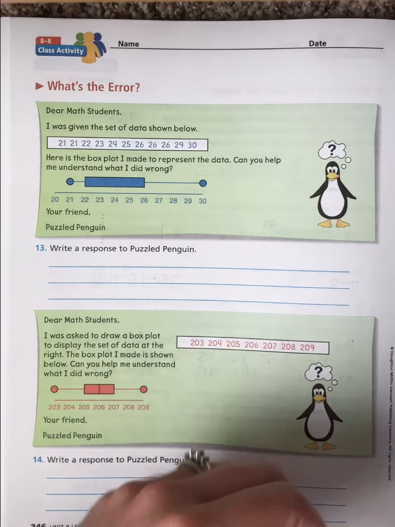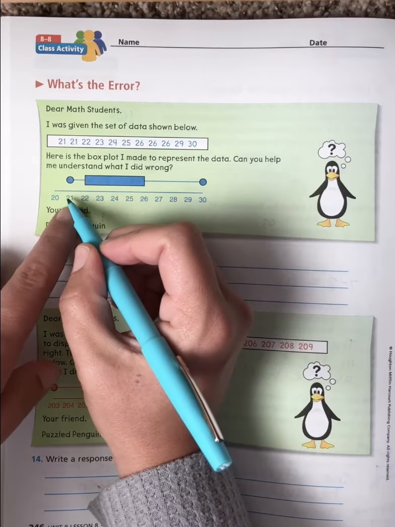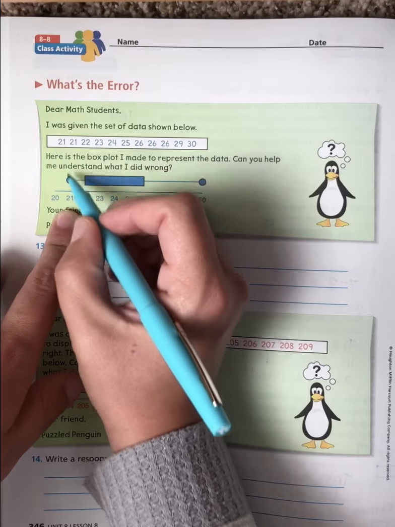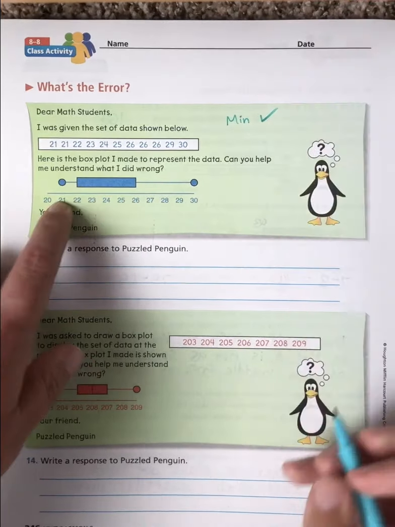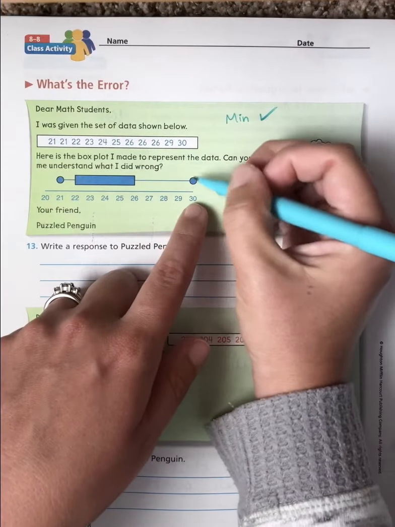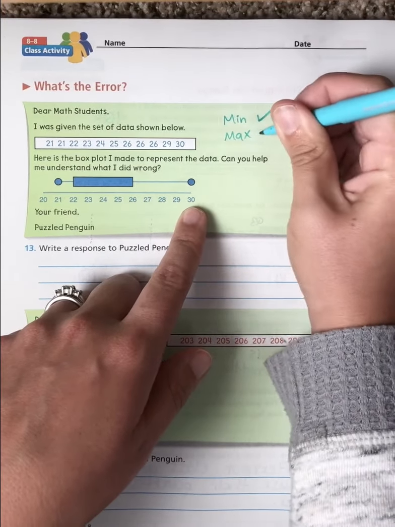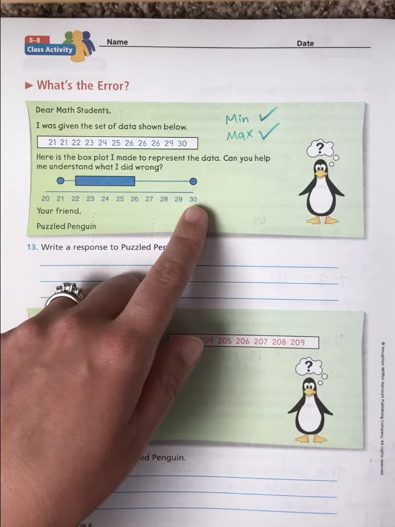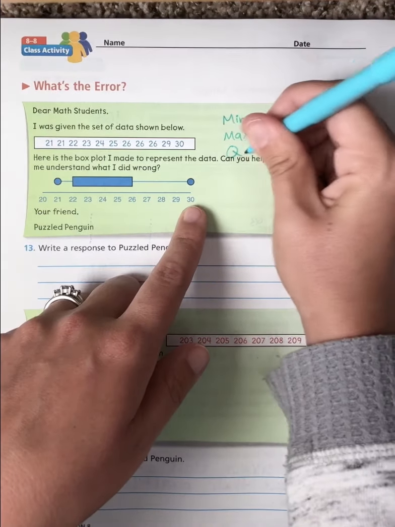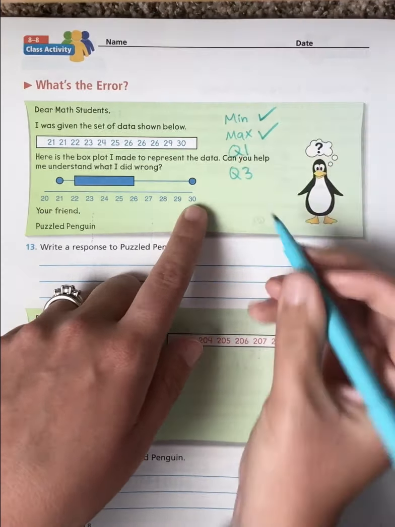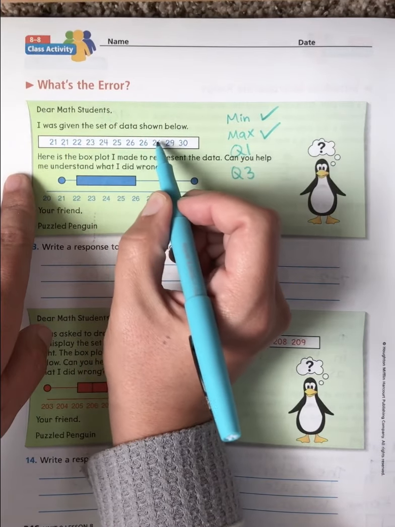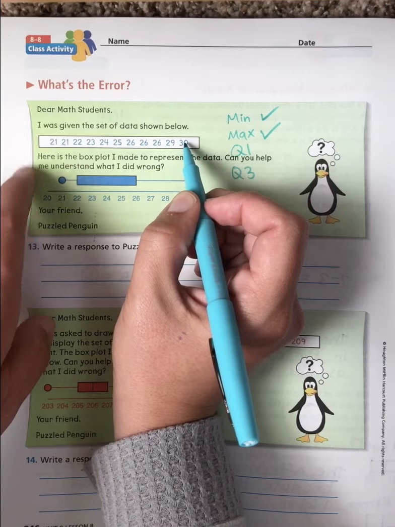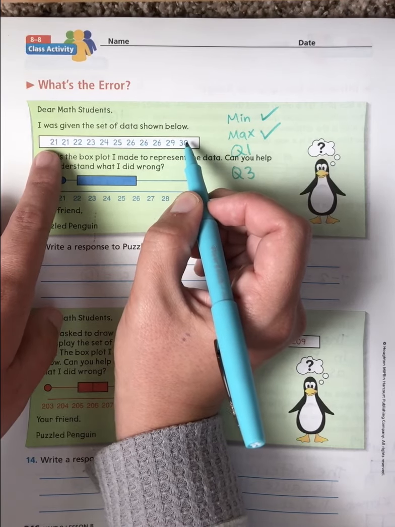Okay, so you need to have the minimum, which is 21. Did he do that right? Yes. We got the minimum, and it looks good. You need to have your maximum, which should be 30. He did that. Got that. You need to have your quartile 1 and your quartile 3. Quartile 1, let's figure this out. 1, 2, 3, 4, 5, 6, 7, 8, 9, 10, 11. So it's an odd number.